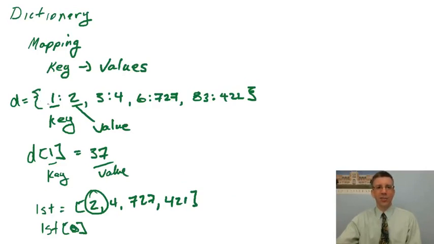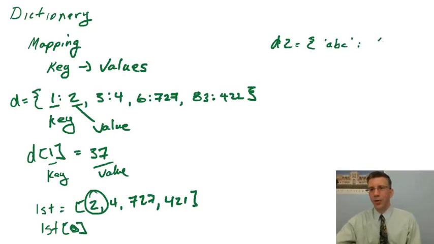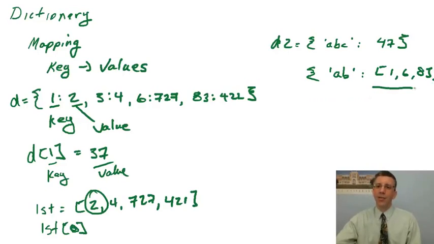A dictionary has no such constraints. You notice that I have a key 1, 3, 6, and 83 here. I didn't need to use consecutive numbers. I also don't even need to use numbers. So I can have a dictionary D2 that maps the string ABC to the number 47. I can even have a dictionary that maps the string AB to the list 168. Okay, so in many ways, the values can be arbitrary Python objects.